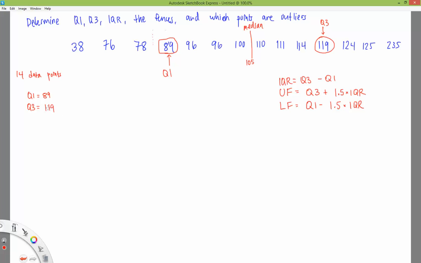Okay, so we have Q3 is 119, Q1 is 89. So then our IQR is Q3 minus Q1. So I'm going to have 119 minus 89. My IQR is 30. I'm going to plug that in to our formulas for the upper fence and lower fence. So my upper fence is Q3. What's Q3? 119 plus 1.5 times the IQR. IQR is 30. So I get 119 plus 45, 164. So anything larger than 164 will be an outlier.